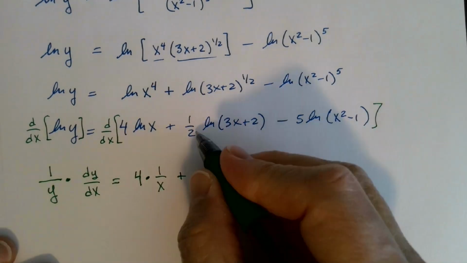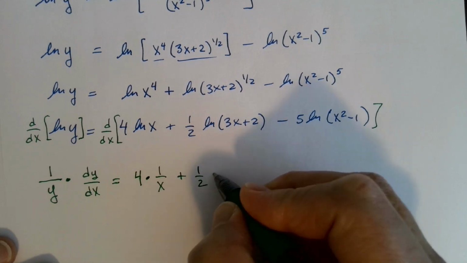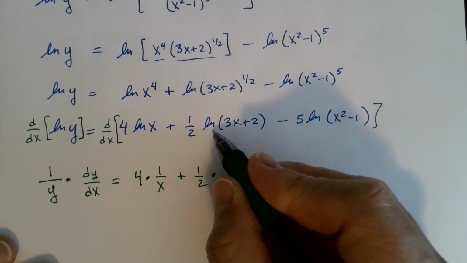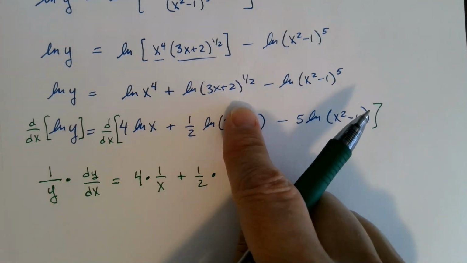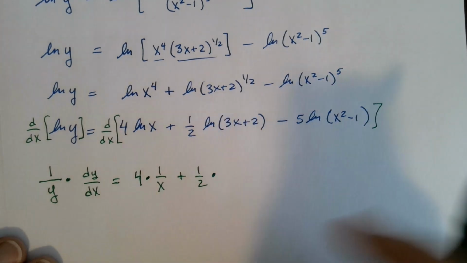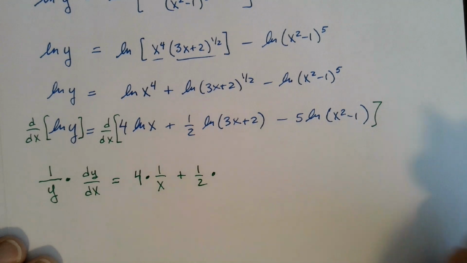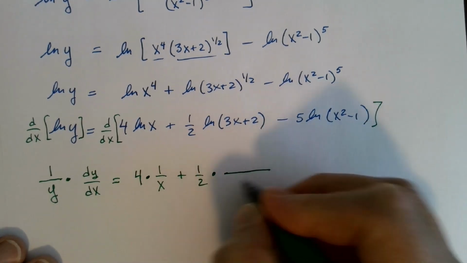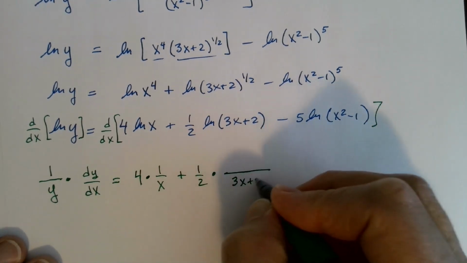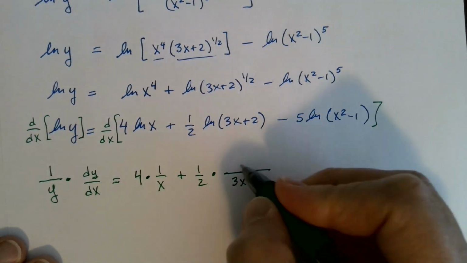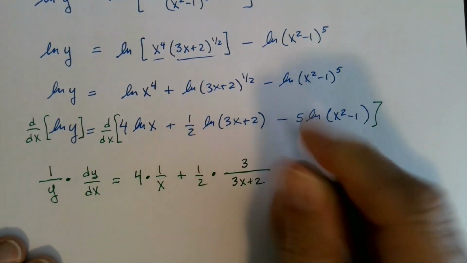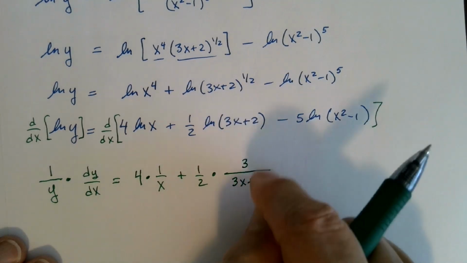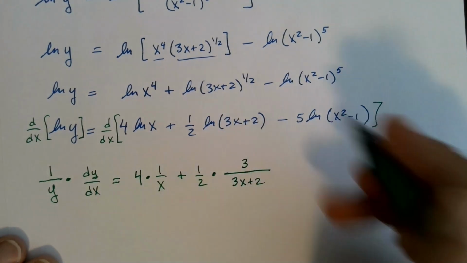Plus what? What's the derivative here? 1/2 is a constant multiple pulled out. And then this is a little chain rule, right? Log of u. At the end of the last video, I talked about the fact that the derivative of log of u is going to be what? 1 over u times u prime. So 1 over u is 1 over 3x plus 2, times u prime. What's the derivative of 3x plus 2? Just 3.